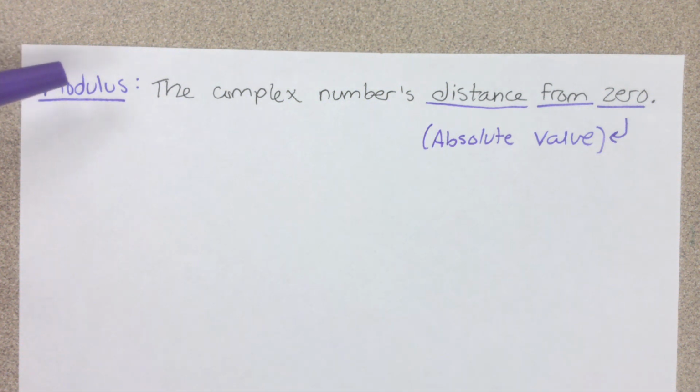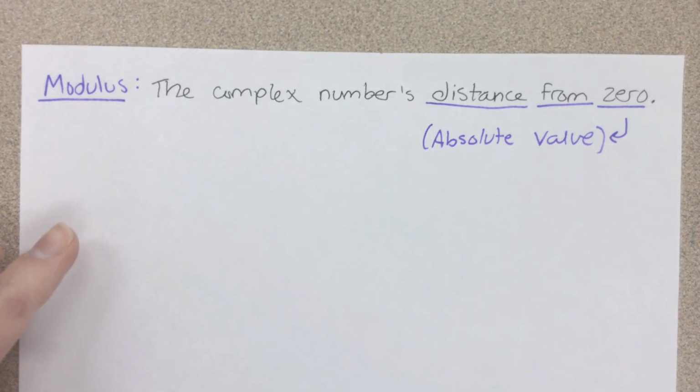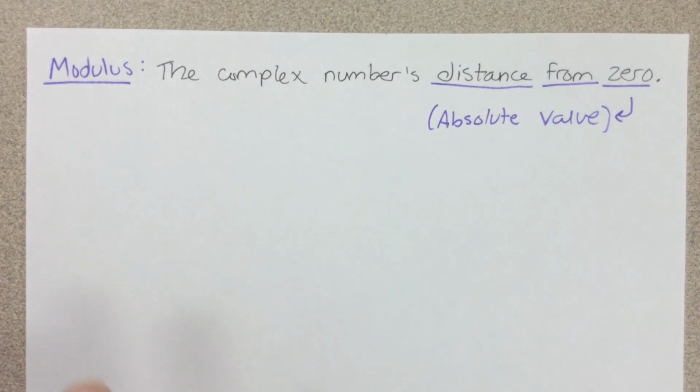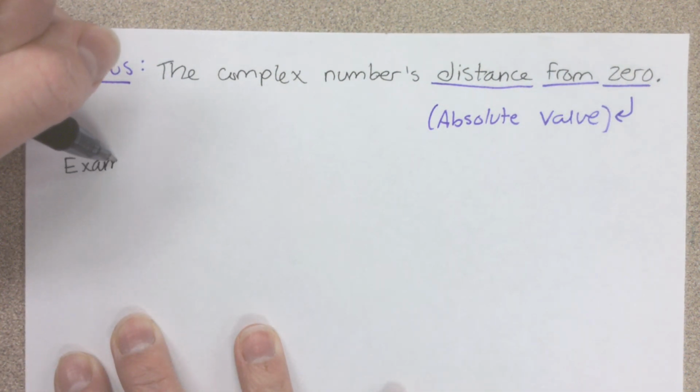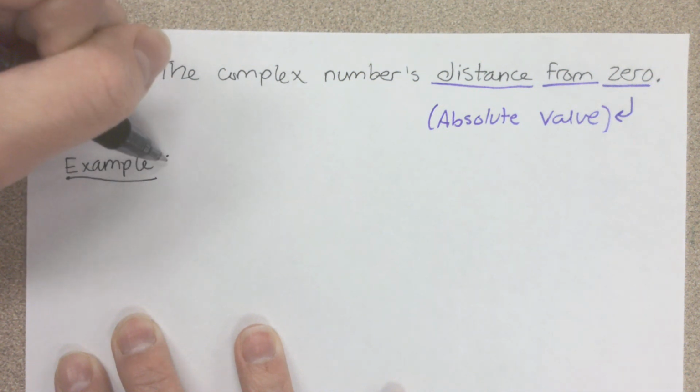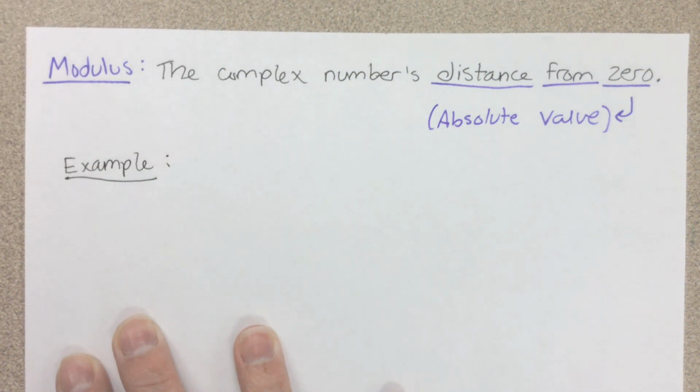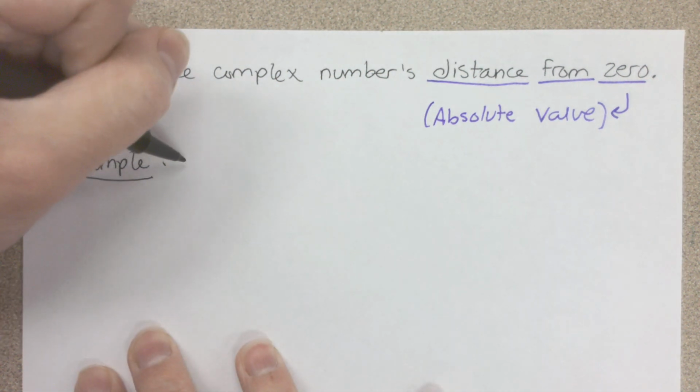So whenever we ask for the modulus, we're actually just asking for its absolute value. That's it. Now finding its absolute value is a bit more complicated than any other typical number. I'm only going to do one example of modulus. So the problem will just show up as itself, and that's it. There will be no written directions.